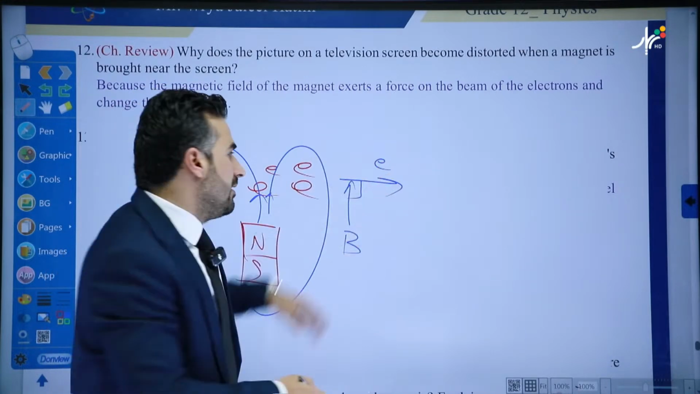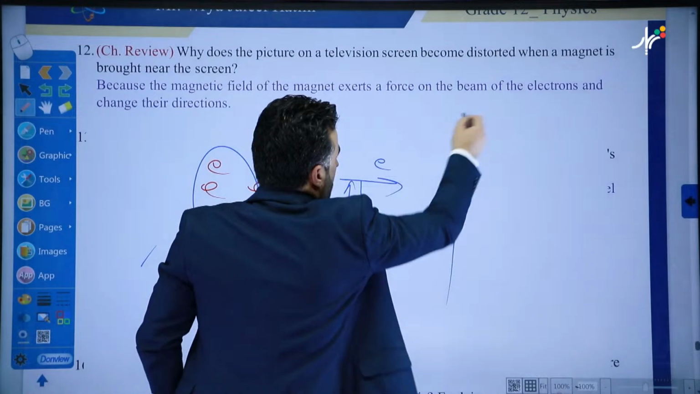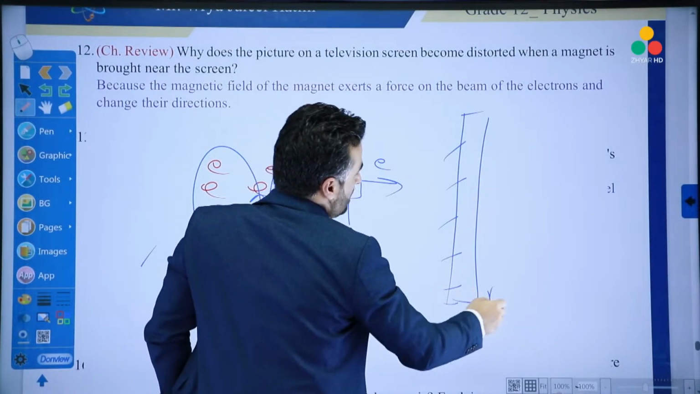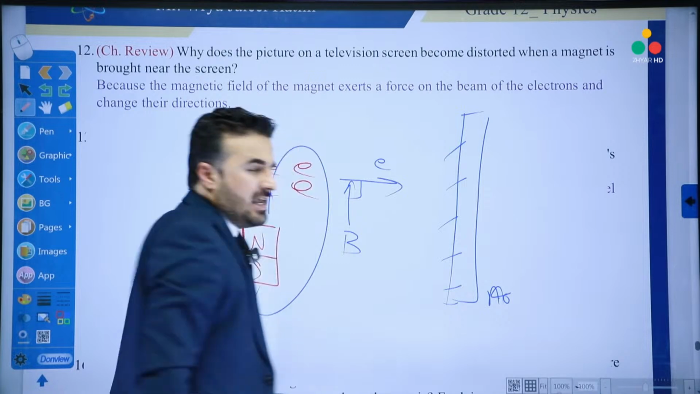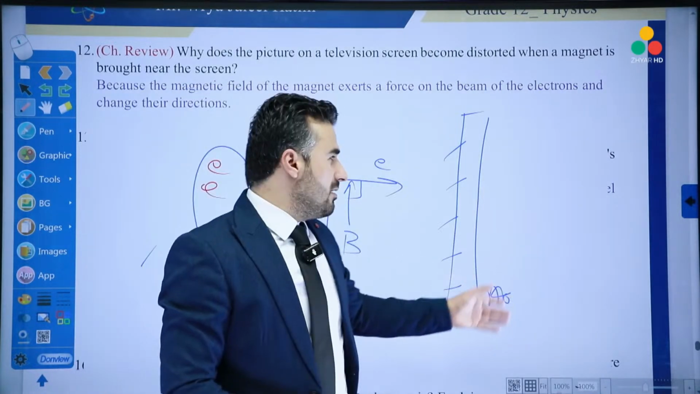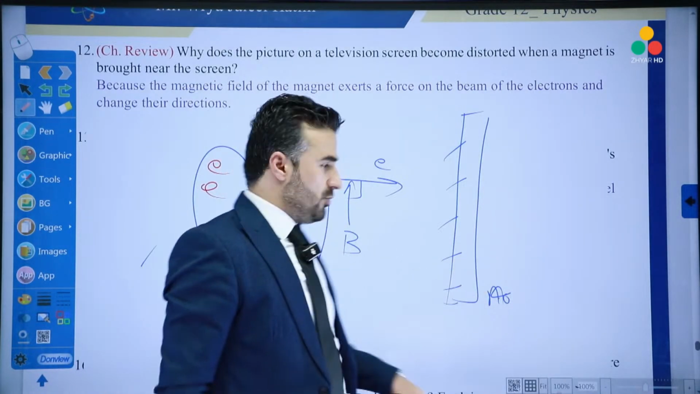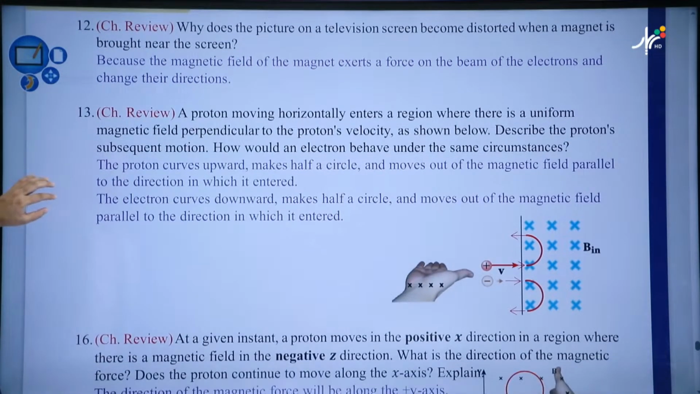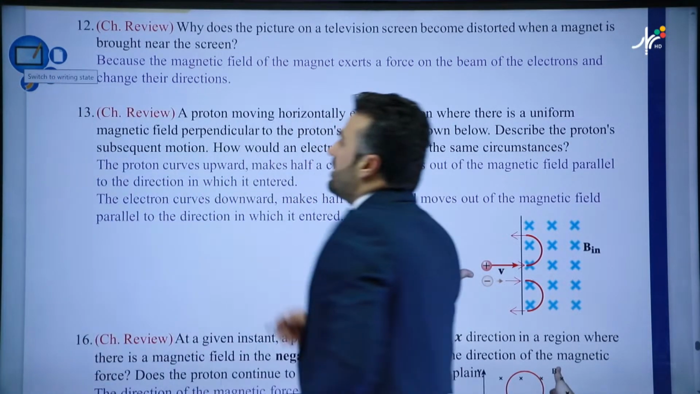And of course, if these electrons are changing the direction, they're not going to fall on the screen here. And if they don't fall on the screen, the image will be distorted. We cannot say there will be no image. It's just that the image will not be clear anymore, okay? Because the image will be ruined, you can say. Okay, so that'll be the case for that.